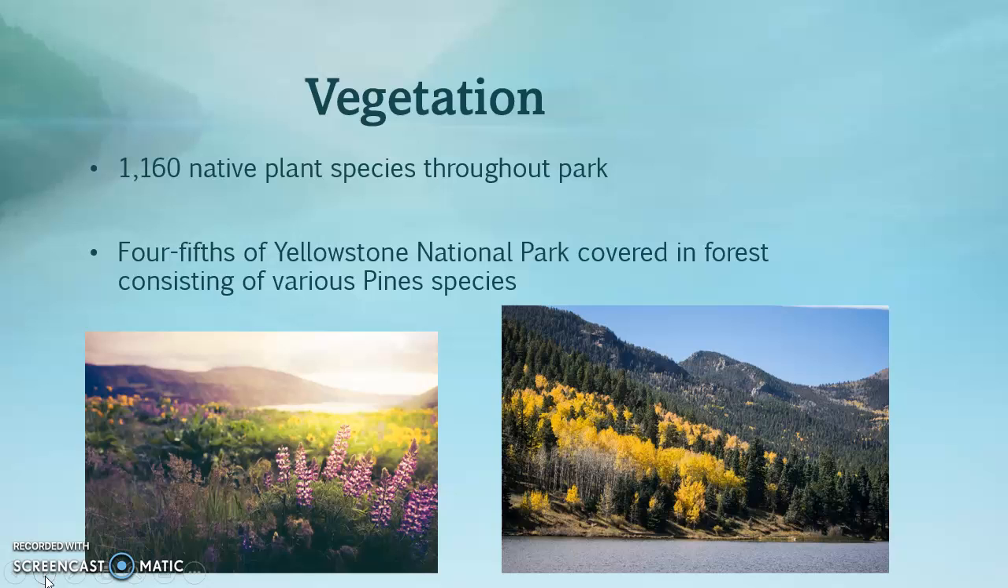As for the vegetation, Yellowstone National Park is home to 1,160 native plant species, and 4/5 of the park are covered in forests consisting mostly of various pine species.